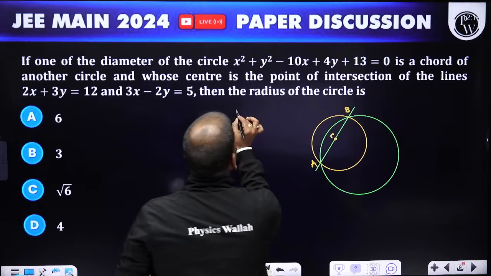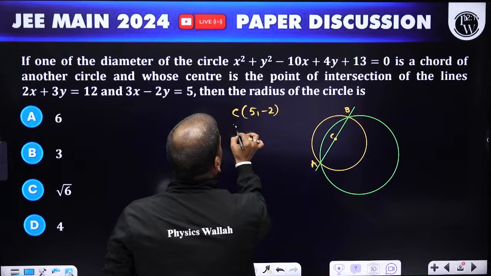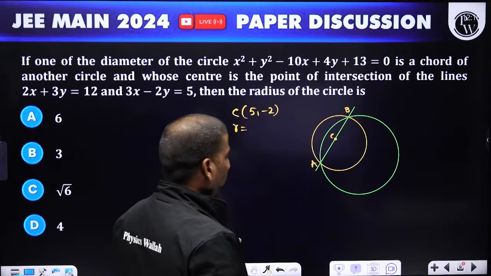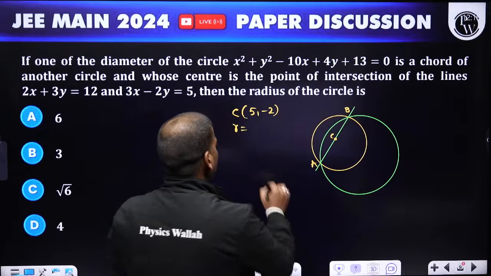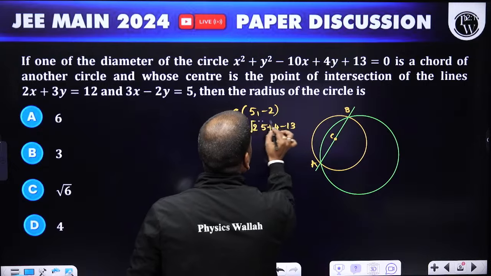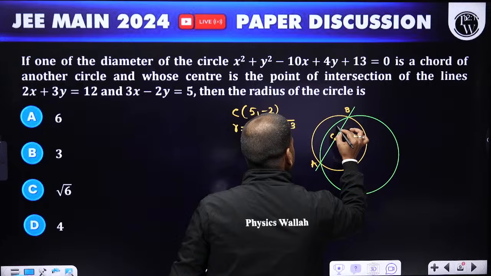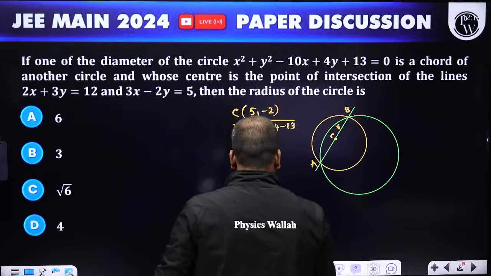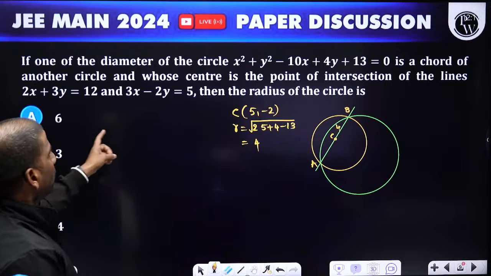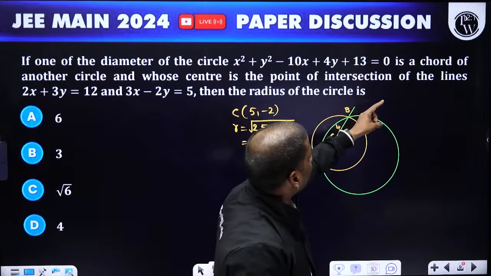So what is the point here? This is C. C is 5, minus 2. And we will find the radius also. 29 minus 6, 13. 25 plus 4. Minus 13. What do you get? 29 minus 13, 16. So which is 4. So this length is equal to 4. Yes. Okay, fine. Next. Another circle whose center is the point of intersection of the lines.